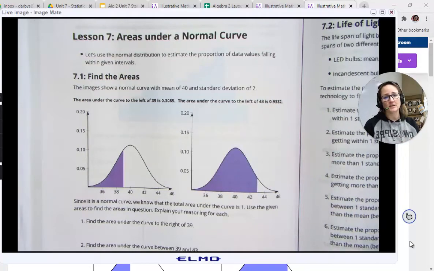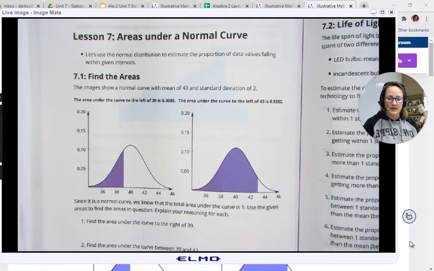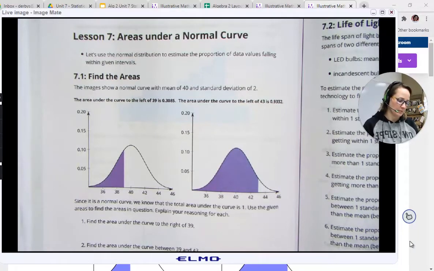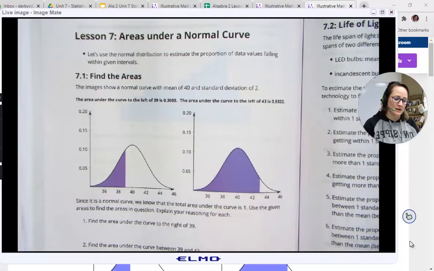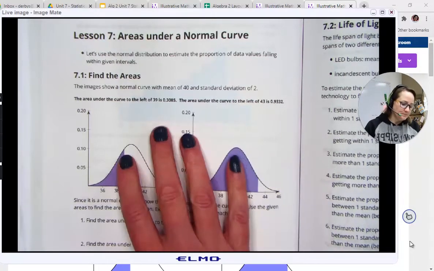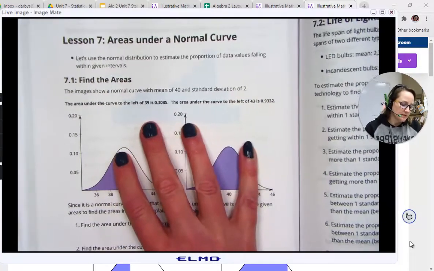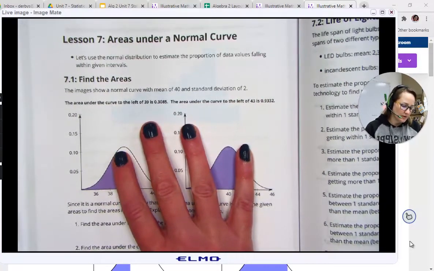Okay, so we're going to be using that. You will need some technology for this. So you will probably want to have the im.kendallhunt.com website available and ready for you. Okay, not here for our intro. We're going to just do it by hand here. So 7.1 starts us off with finding the areas under the curve.